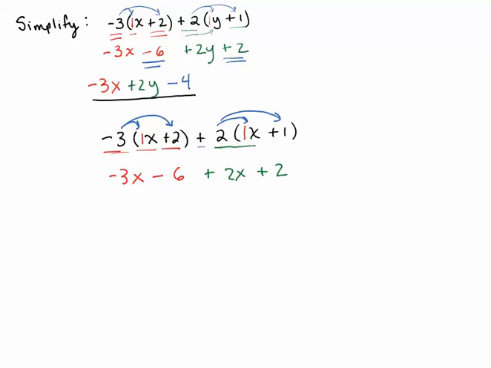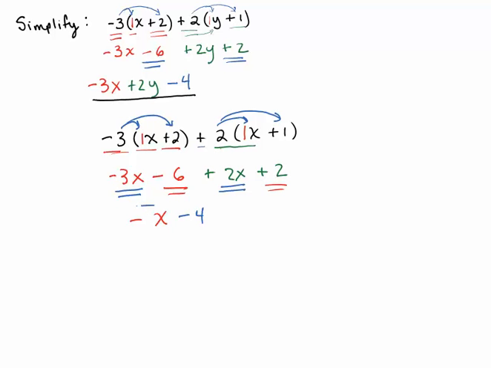Now you'll notice that combining like terms, both of these would be x's, so I would combine those together. -3 and positive 2 would be a -1. You don't have to write the 1. You can if you want, or you can just put -x. And then the constant terms would combine just like they did before, and -6 plus 2 would be -4.